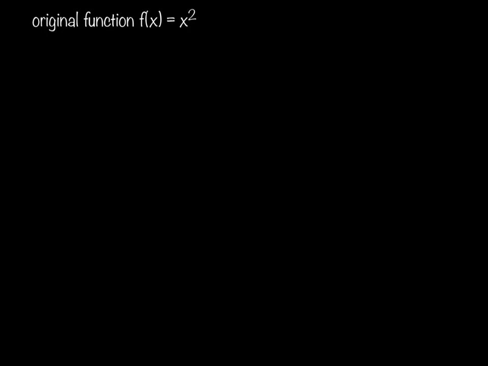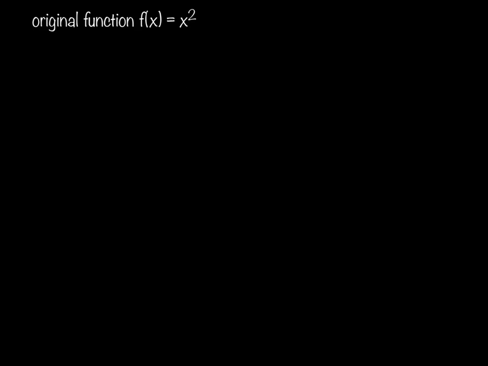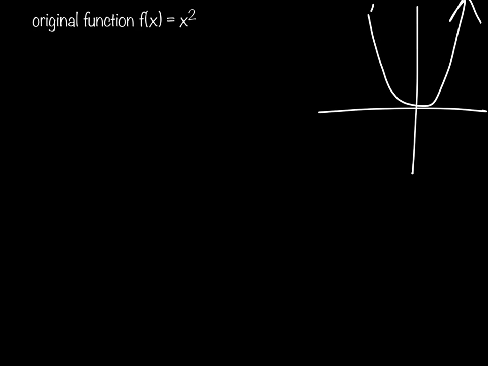Okay, now I want us to look at the original function f of x equals x squared. We know what that looks like. I'm just going to sketch it. That didn't do what I wanted it to. Sorry, I'm just going to sketch it. We all know it's a parabola, right? With the vertex at the origin.